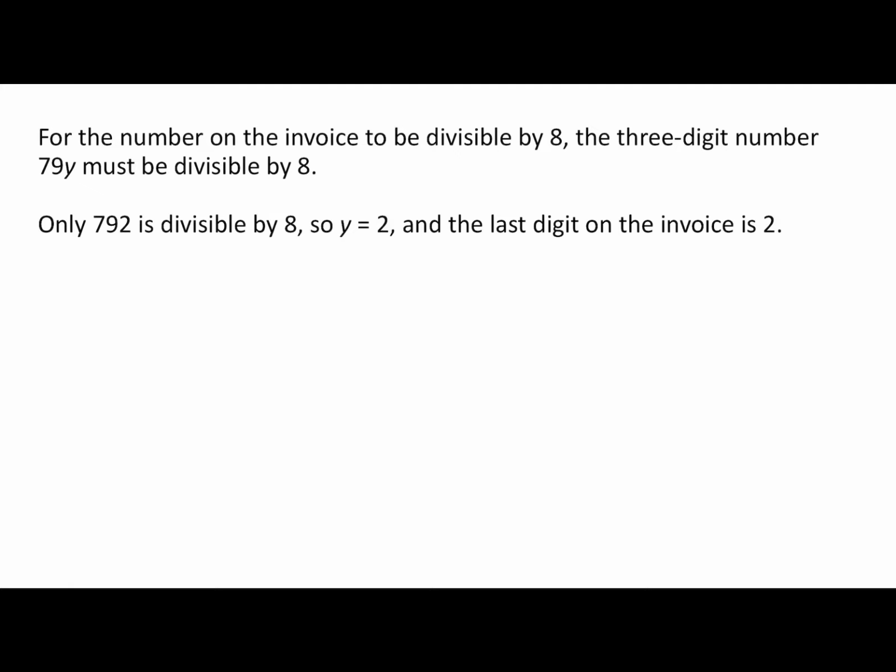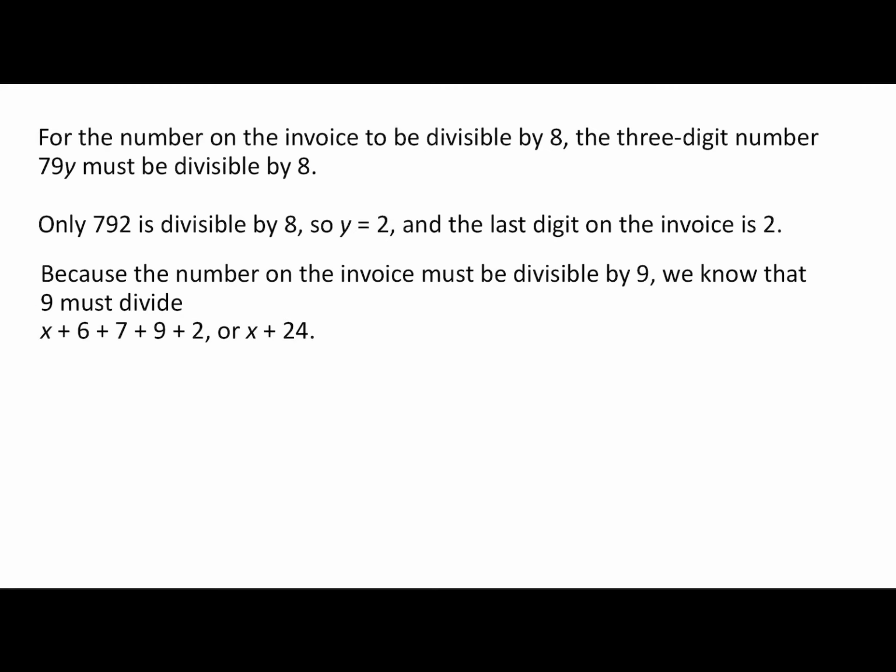And now you could just run through the possibilities for Y. So check if 790 is divisible by 8, 791, 792, all the way up to 799. And what you'll find is only 792 is divisible by 8. So Y has to be equal to 2. Okay, so now I can fill in that last digit.